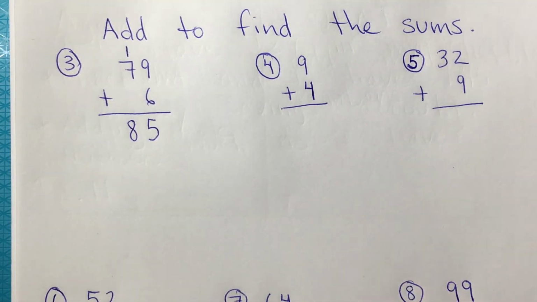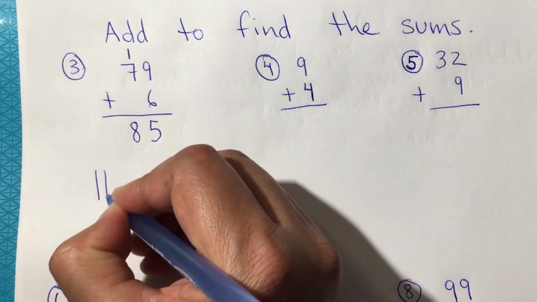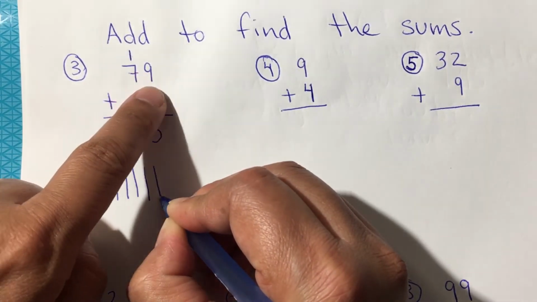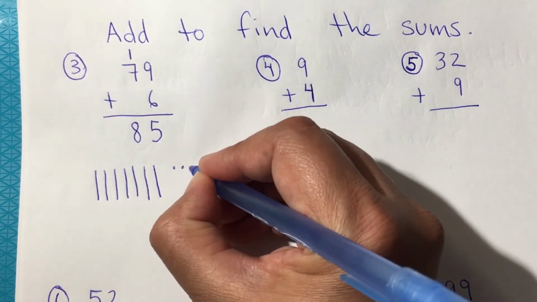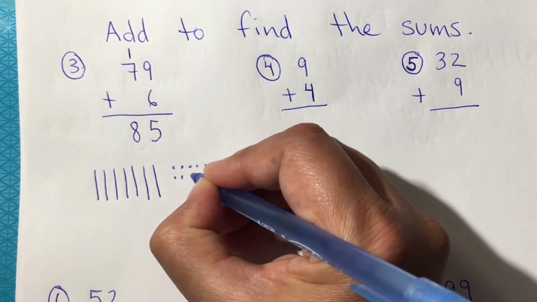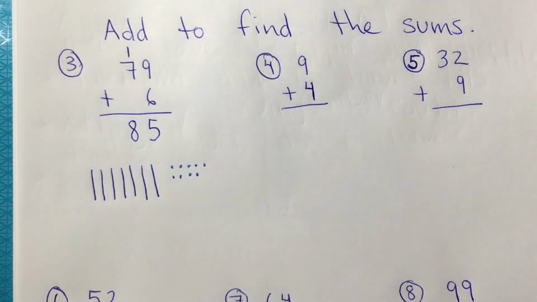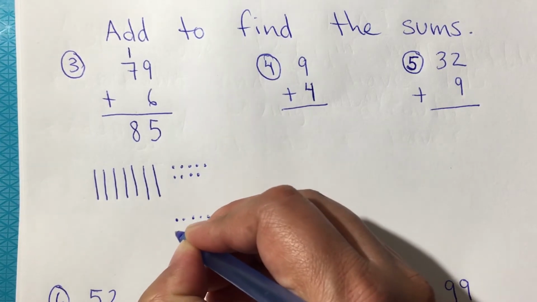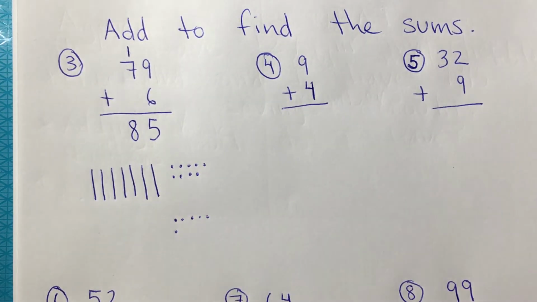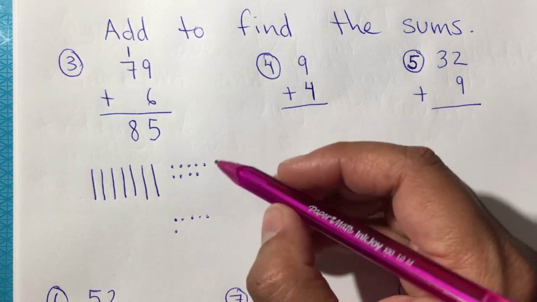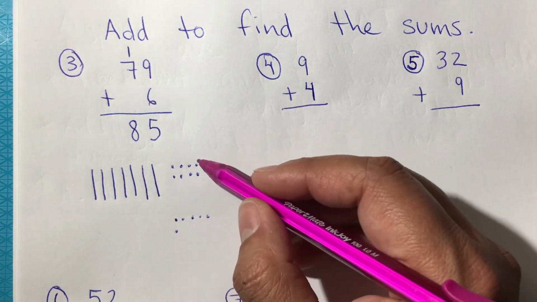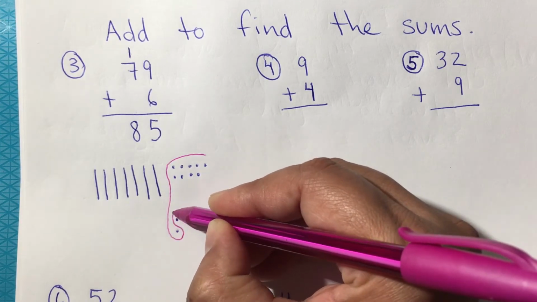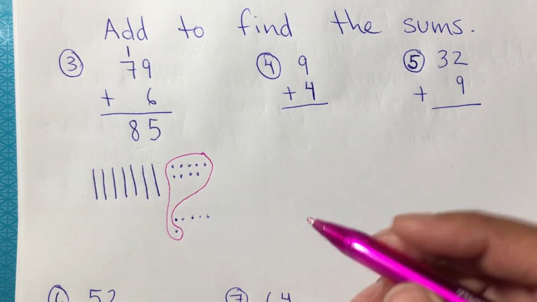If you needed to see it concrete, 79 is 1, 2, 3, 4, 5, 6, 7 tens, and 9 ones, 1, 2, 3, 4, 5, 6, 7, 8, 9. For the 6, you just put 1, 2, 3, 4, 5, 6. To group them together, I need 10. So 9 that I have in here, plus 1 more. I think it's easier since I'm going down here already. 9 and 1 is 10.